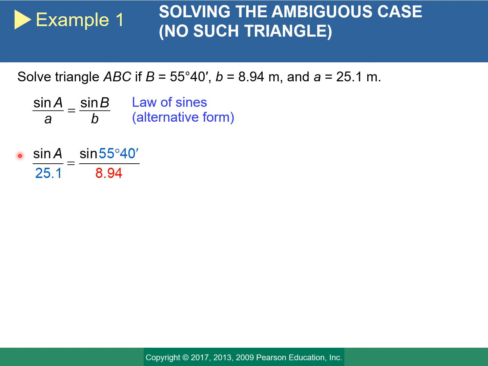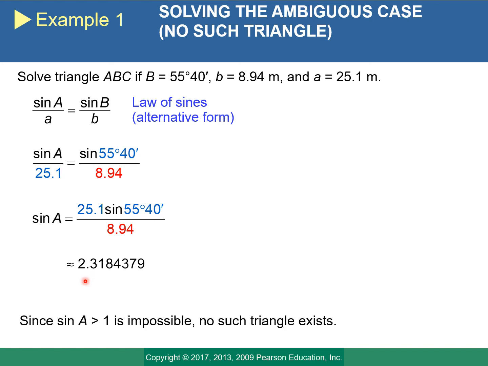And so if we just isolate sine A by multiplying by 25.1, and then we plug that into our calculator, we get that sine A is about 2.3. Now, if you try to type in sine inverse now into your calculator, it's going to say error. And hopefully you can see why that's going to be an error. Sine of any angle is never going to be 2.3. Sine is between -1 and 1, and for our triangle values, it's between 0 and 1. And so this is not going to exist. So since sine A is more than 1, it's impossible. There's no triangle that's going to have that value.